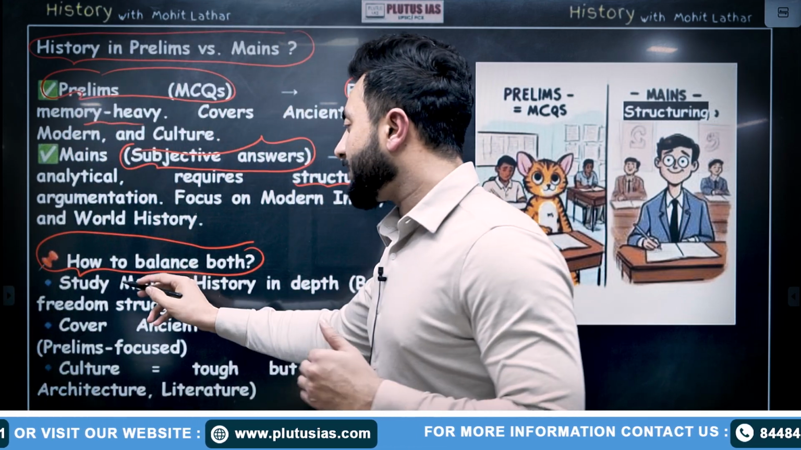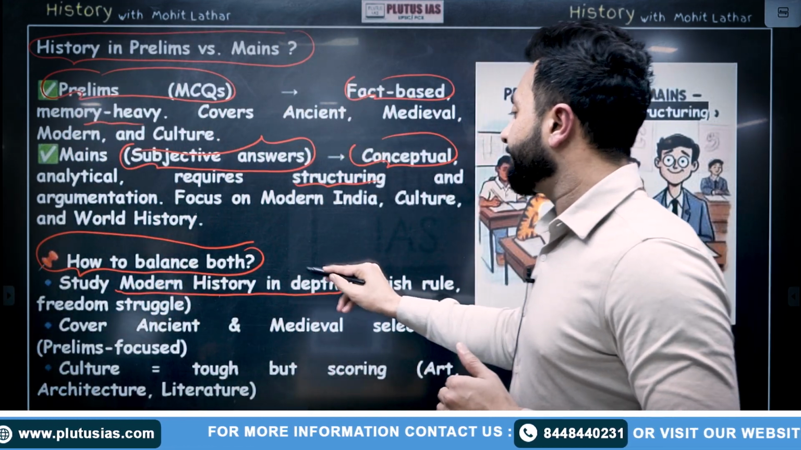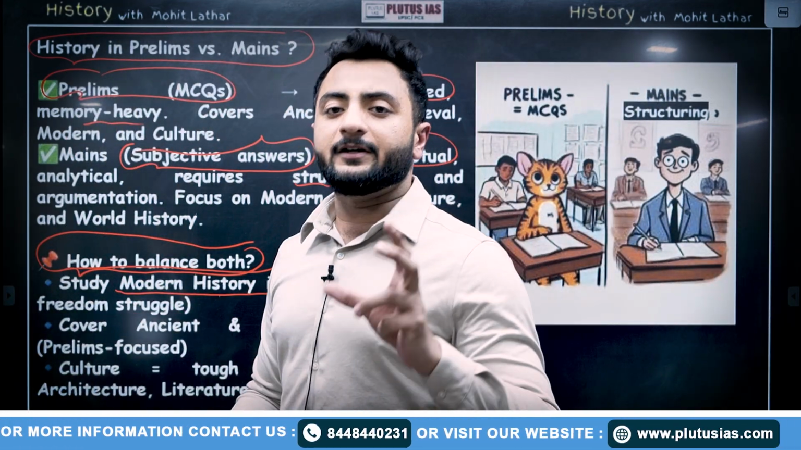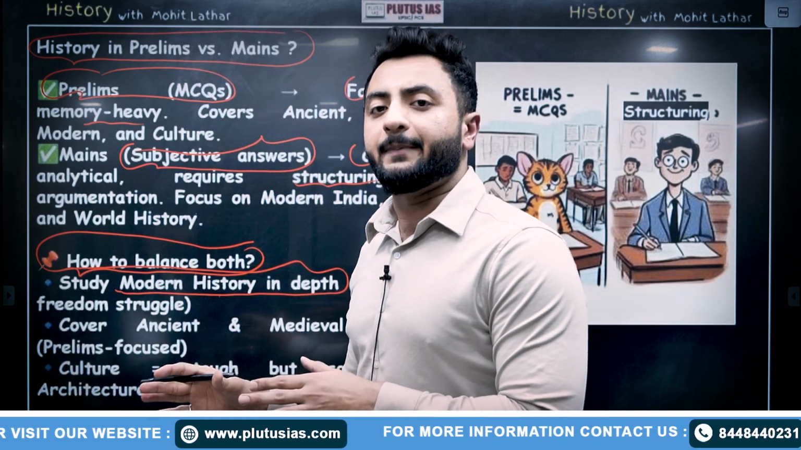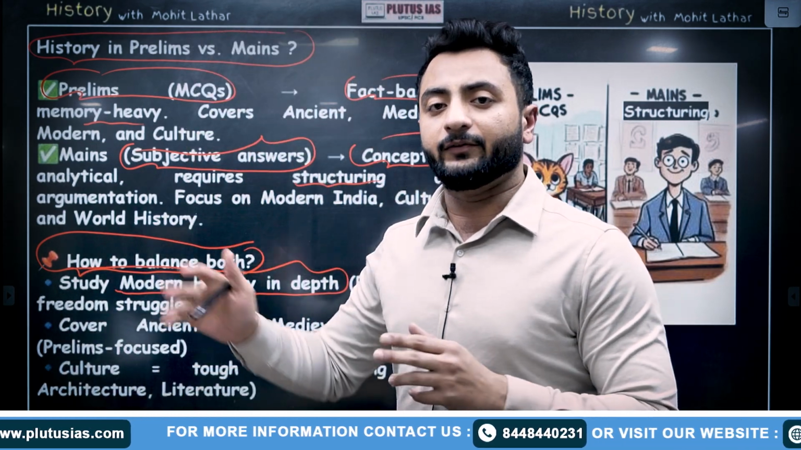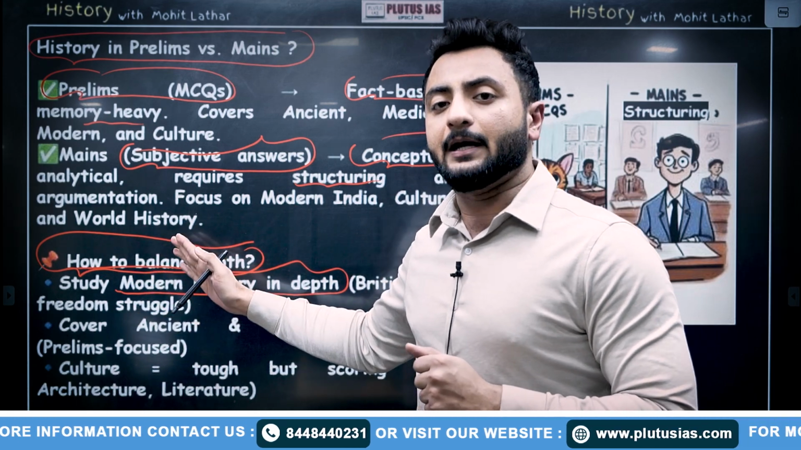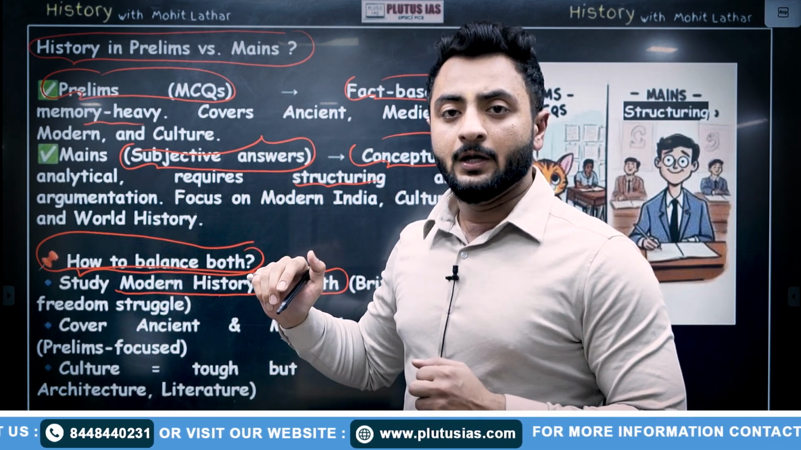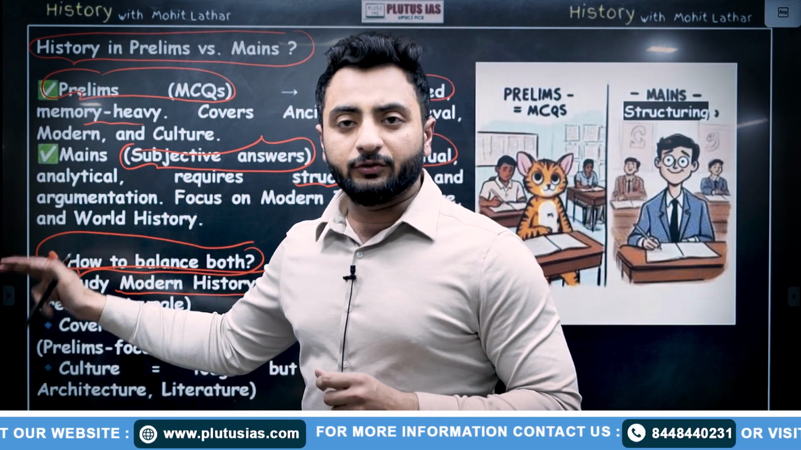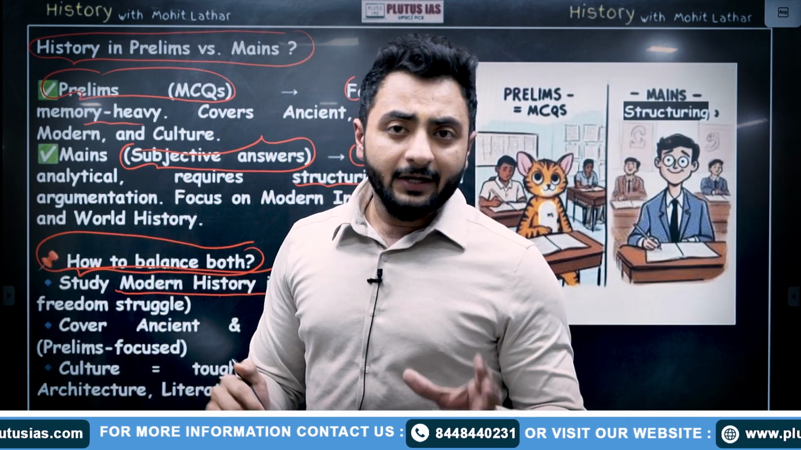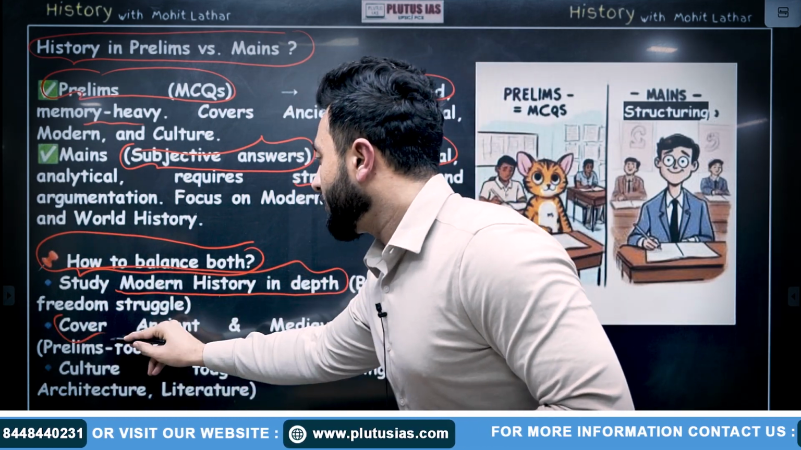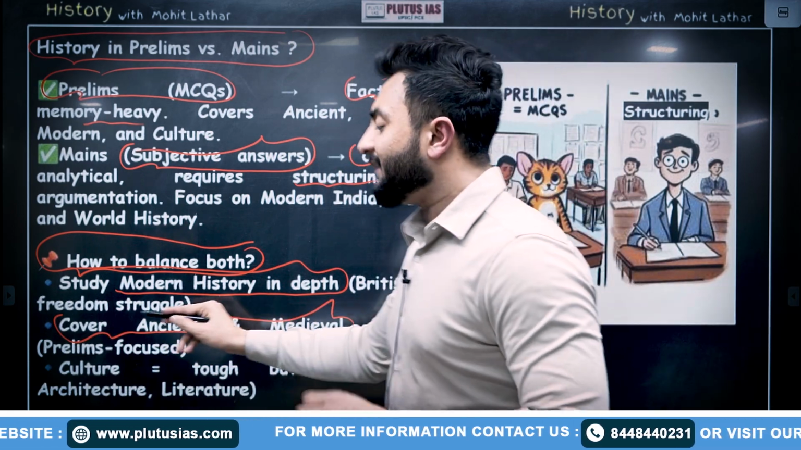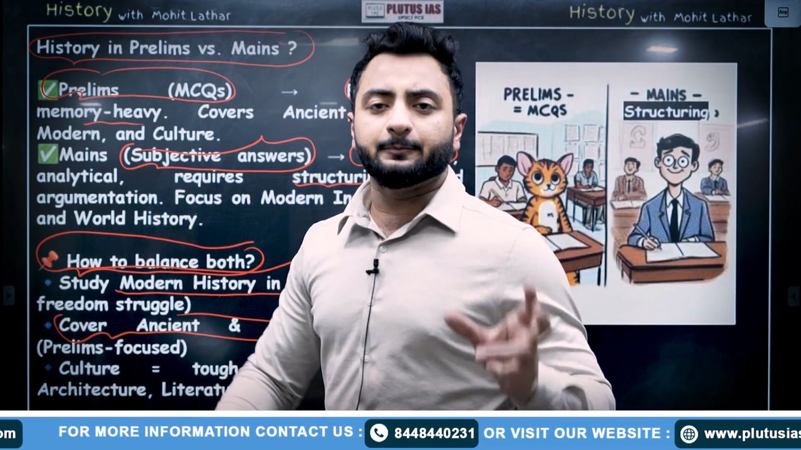So, you have to study modern history in depth. Because since the advent of Gandhi, when Gandhiji came to India, until India got independent, most of the questions that we see in the prelims or mains examinations are from this part. Now, you have to focus more on this part so you can read less and score more. Further, you have to cover ancient and medieval selectively, only prelims based.